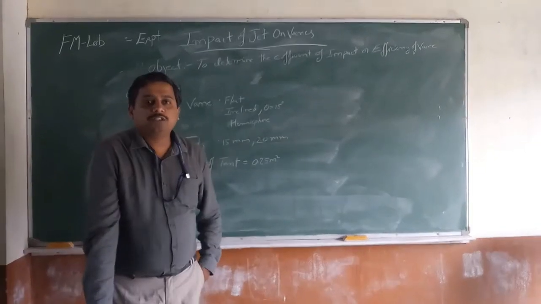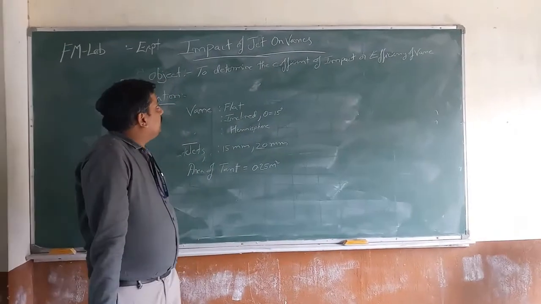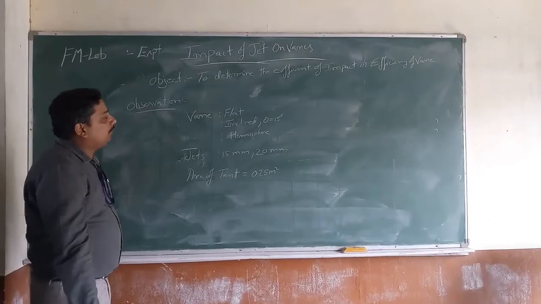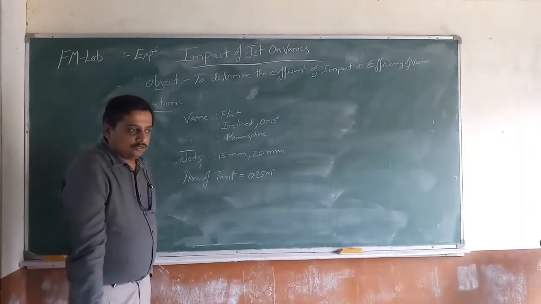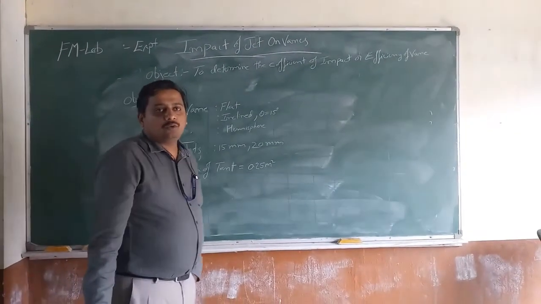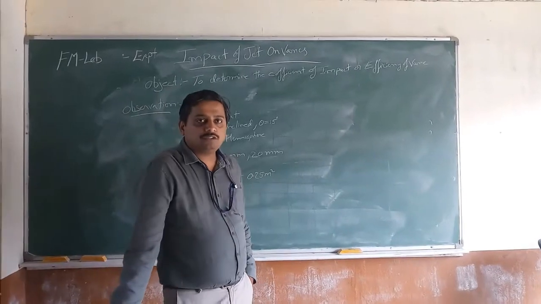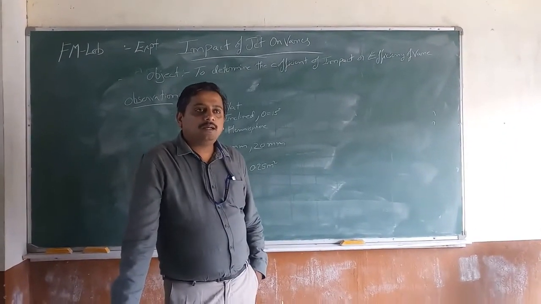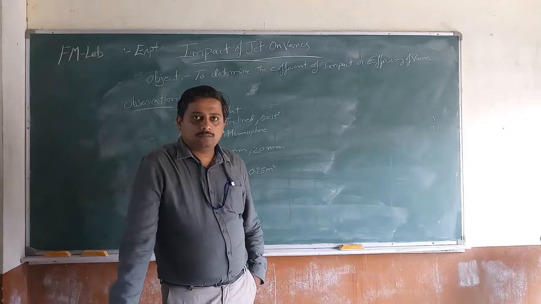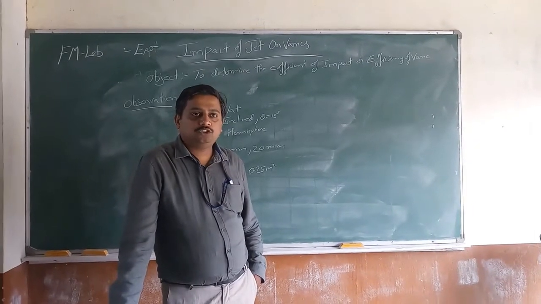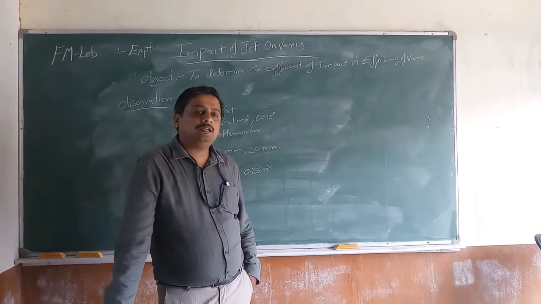Today we are going to see the experiment on the vanes. It's an impact of jet on the vanes. Vanes are naturally used in turbines. Those are the blades over there, and there are different types of vane, one with respect to shape, maybe with respect to an angle.